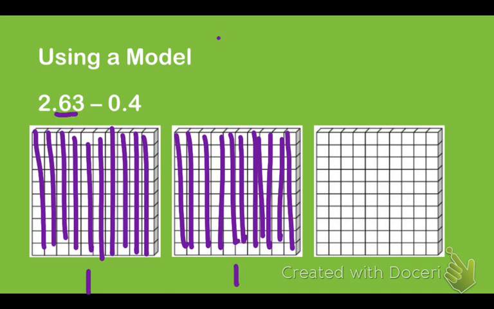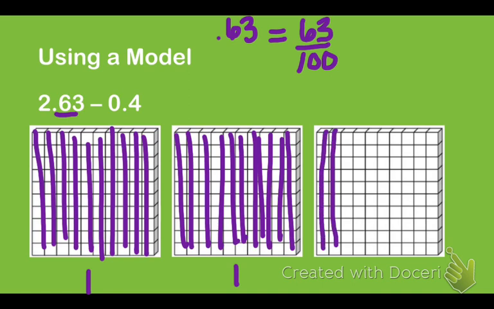And that 0.63 is the same thing as saying 63 out of 100, right? Because the 3 is in the hundredths place. So now I'm going to represent 63 out of 100 by shading 63 of these blocks. So 10, 20, 30, 40, 50, 60, and then just 3. All right, so now on my screen I have 2.63 modeled using base 10 blocks.